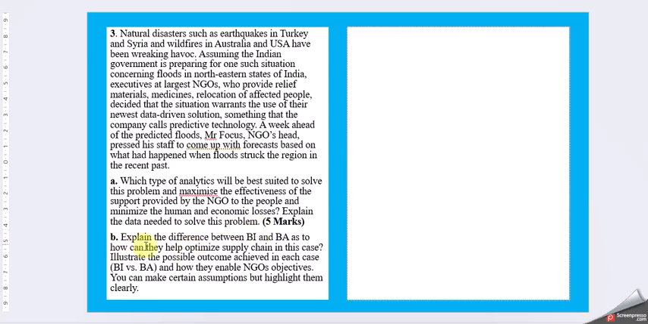Then part B is asking to explain the difference between BI and BA, business intelligence and business analytics, as to how they can help optimize the supply chain in this case. Illustrate the possible outcome achieved in each case and how they enable the NGO's objective. You can make certain assumptions but highlight them clearly.